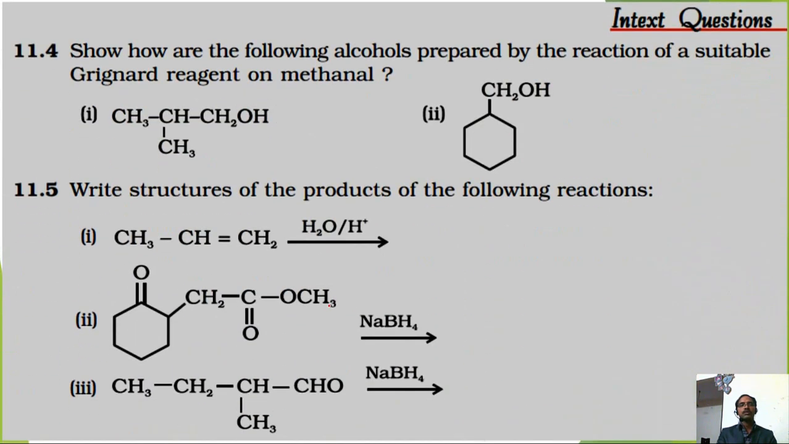Next, show how the following alcohols are prepared by the reaction of a suitable Grignard reagent on methanol.